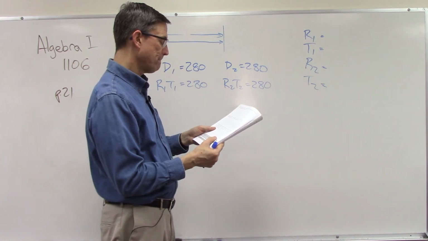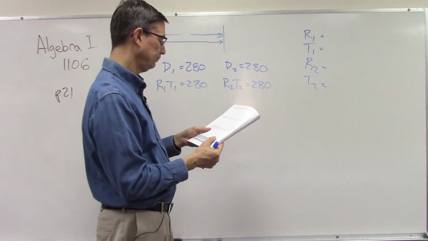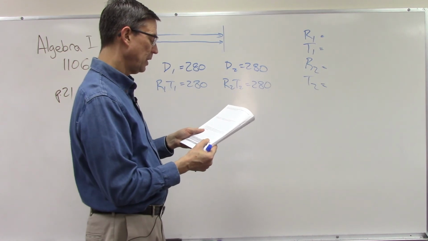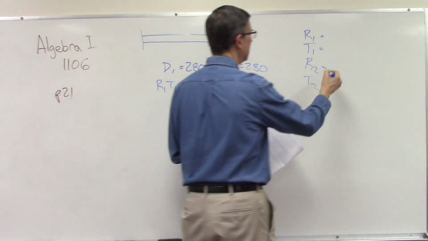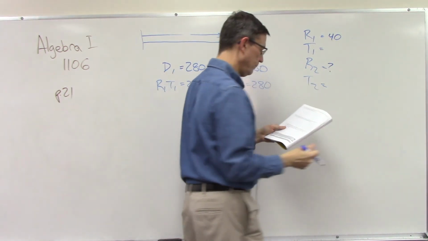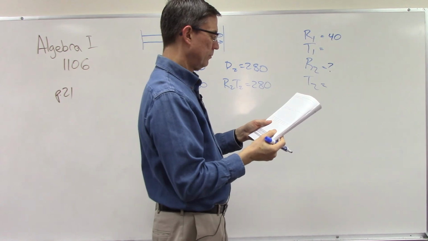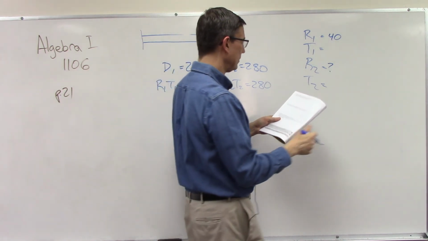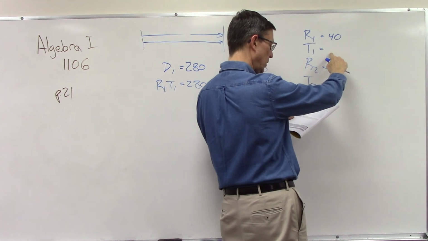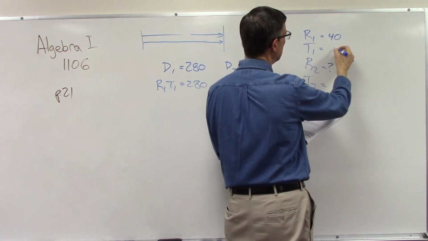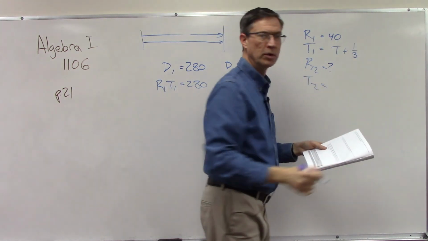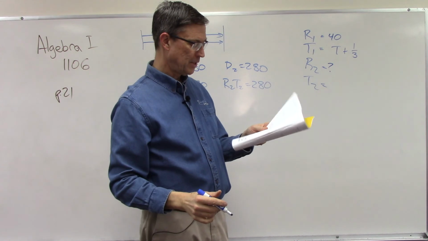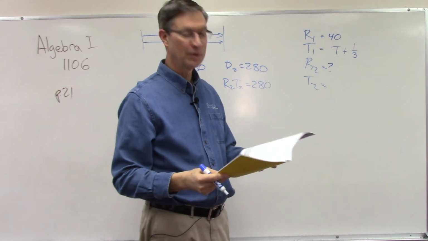It travels at an average speed of 40. The thing that we don't know is the rate of the second family. And this family left 20 minutes ahead, so it's actually time plus 1/3 of an hour. All right, I'm going to stop there and let you figure out the rest of page 22. All right, good luck on that.